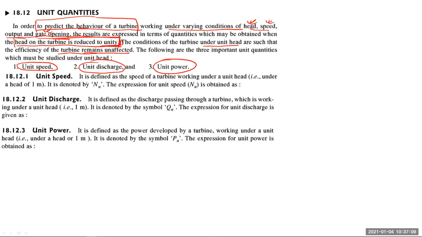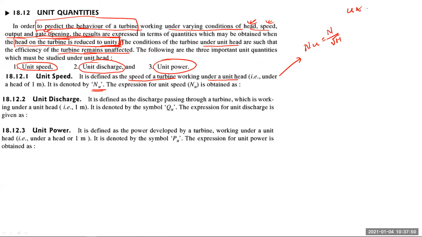Now, the definition of unit speed you can see here. It is defined as the speed of a turbine working under unit head. That's it. Speed of a turbine working under unit head. It is denoted as Nu, and the expression for unit speed is, directly I will write Nu equals N upon root H. The derivation will go in the same way that we have seen for specific speed. If you want to get some idea, for one parameter I will show you.